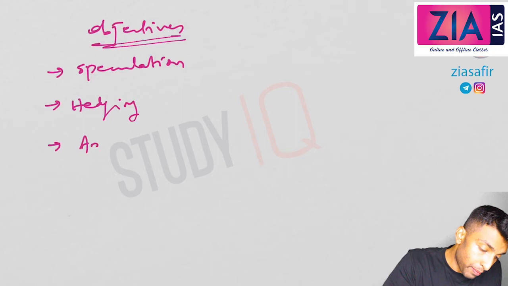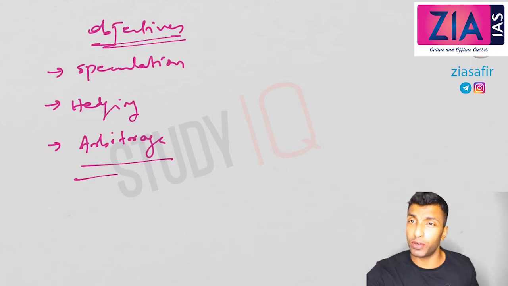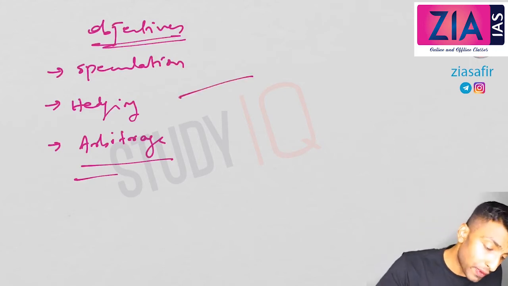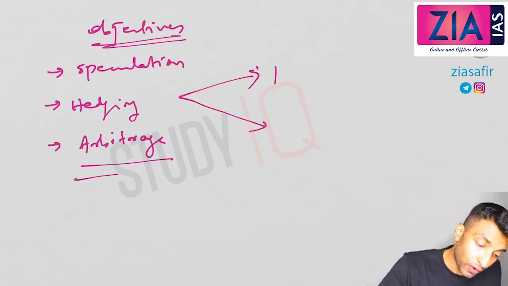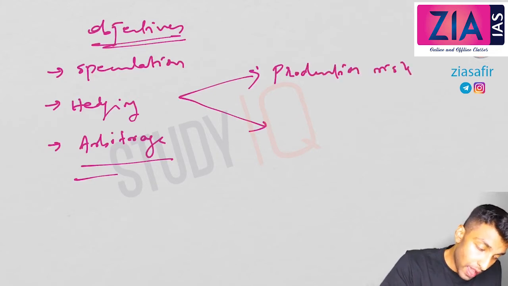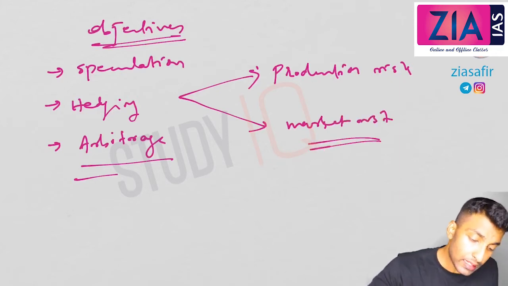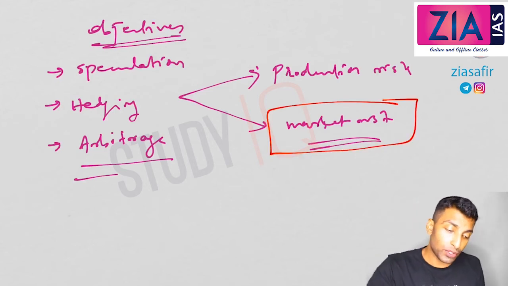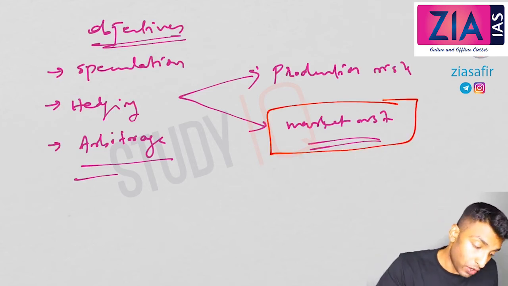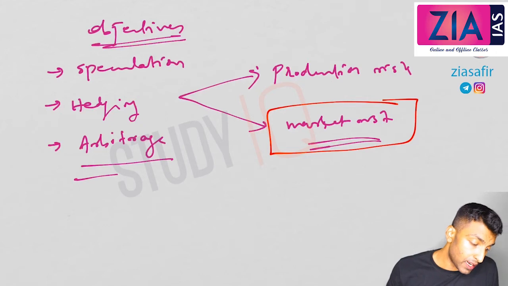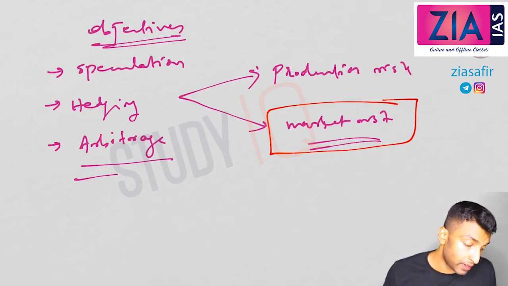Okay, third one, arbitrage. What hedging and arbitrage are, we have already discussed. When we talk about the farmer's case, the farmer is actually facing two types of risk: one is production risk, and then market risk. His market risk can be solved through the futures, not the production risk.